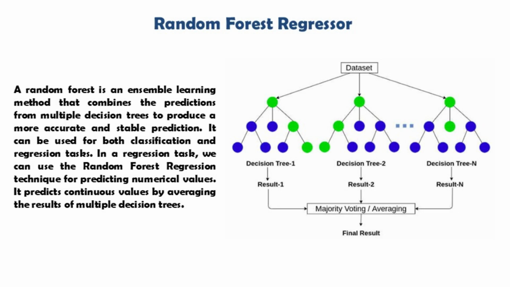A random forest is an ensemble learning method that combines the predictions from multiple decision trees to produce more accurate and stable predictions. It can be used for both classification and regression tasks. In a regression task, we can use the random forest regression technique for predicting numerical values. It predicts continuous values by averaging the results of multiple decision trees.